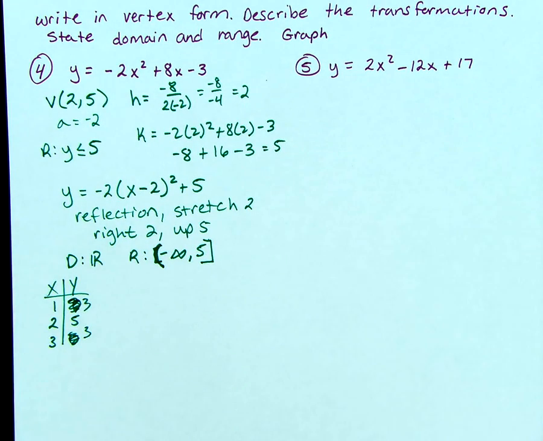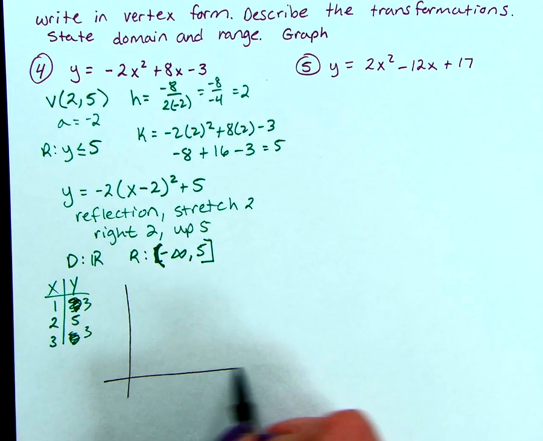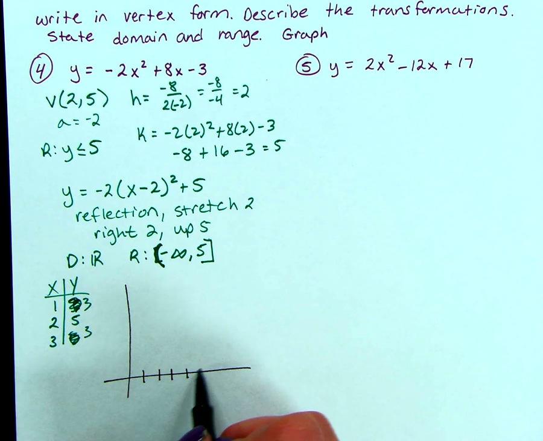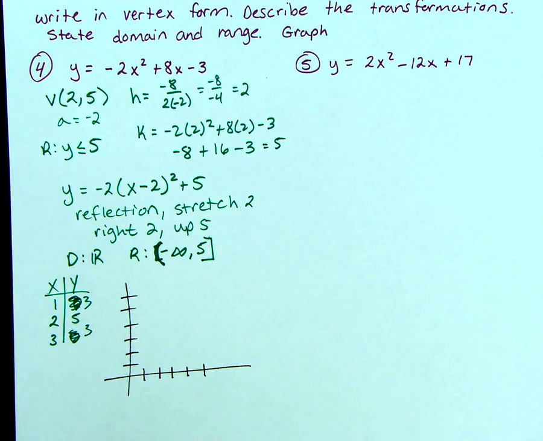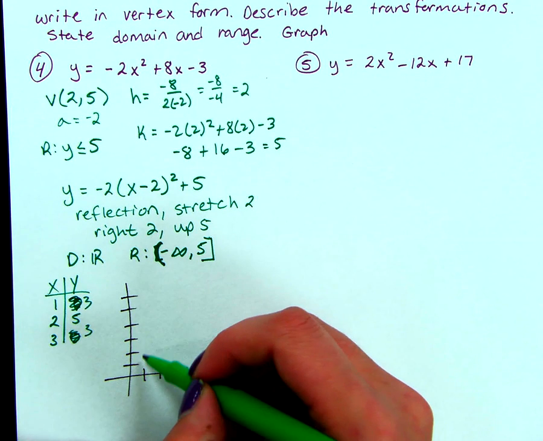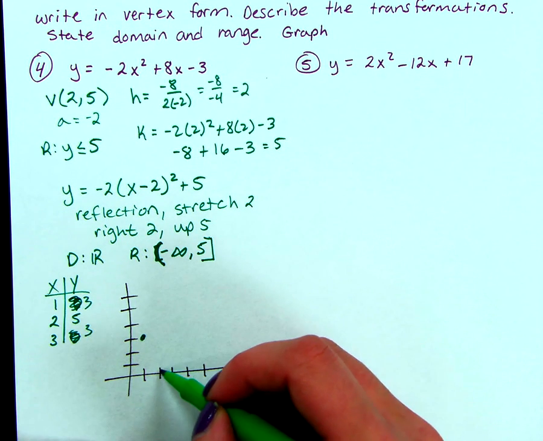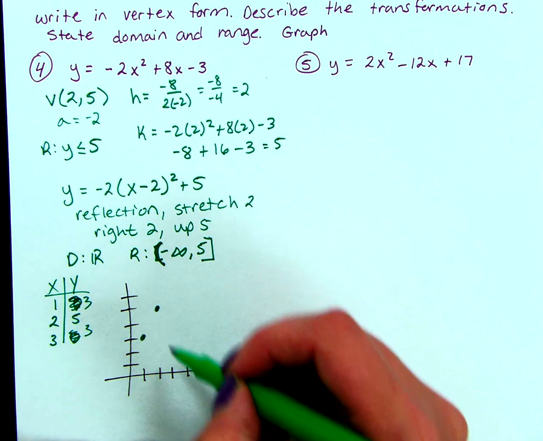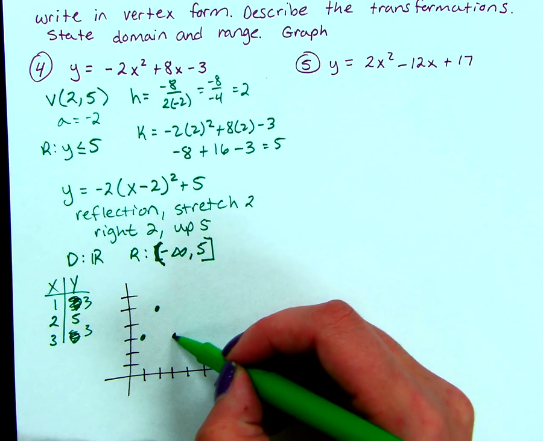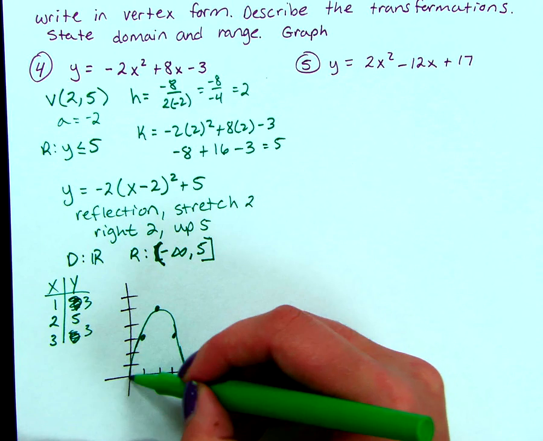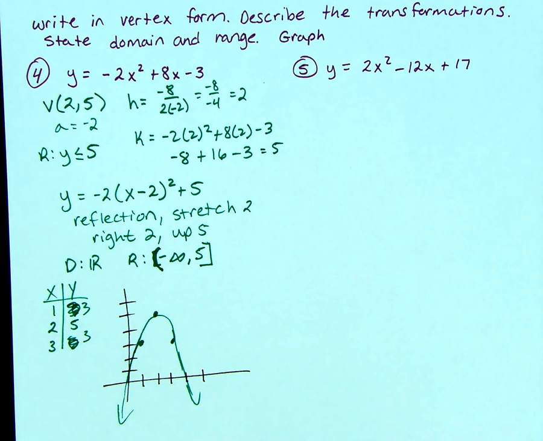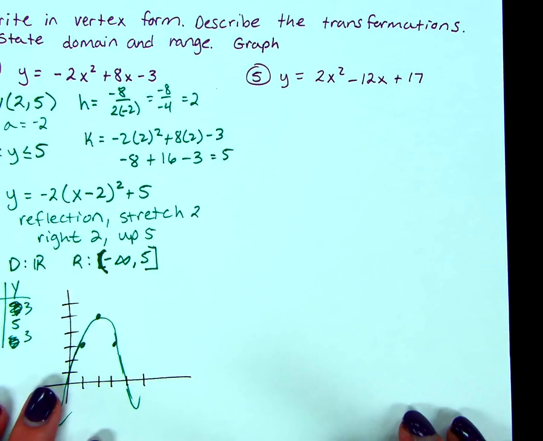Okay. So to graph, we are going to be in our positive quadrant. So we're going to go right 1 up 3, and then right 2 up 5, right 3 up 3, and then we're going to make that U shape. So it's going to look something like that. All right, next example.